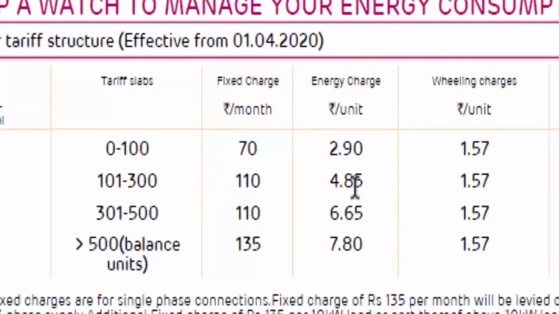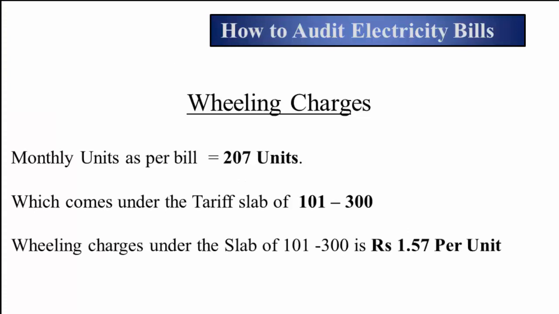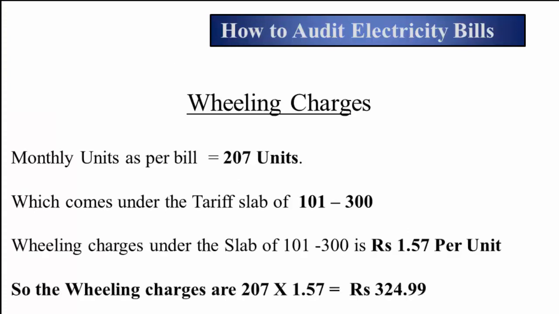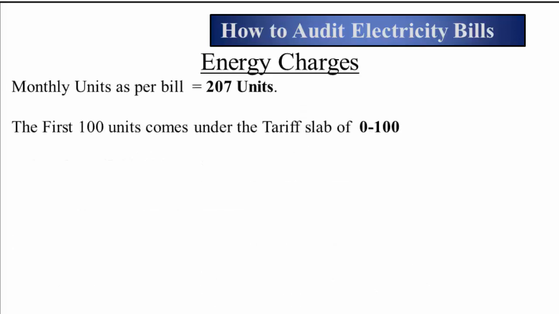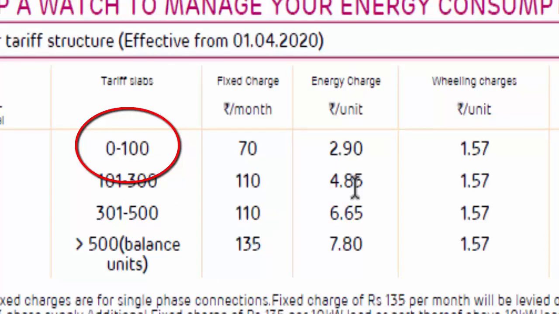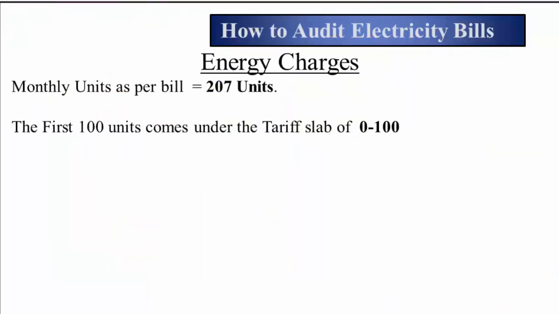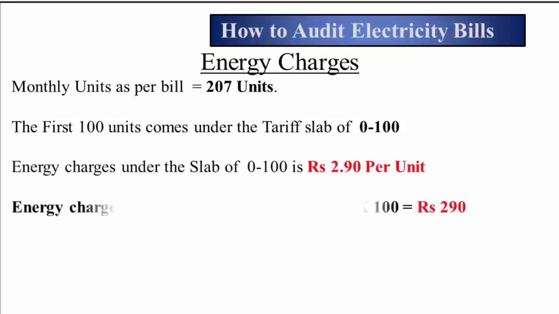So this is the way they calculate your fixed charges. After this, you can see the wheeling charges are 1.57. So when you calculate 1.57 into 207, you get the wheeling charges of 324 rupees 99 paise. The energy charges are calculated as under. As you know, your consumption is 207 units. When you put your consumption under this slab 0 to 100, your charge is 2.90. So 2.90 into 100 becomes 290 rupees.